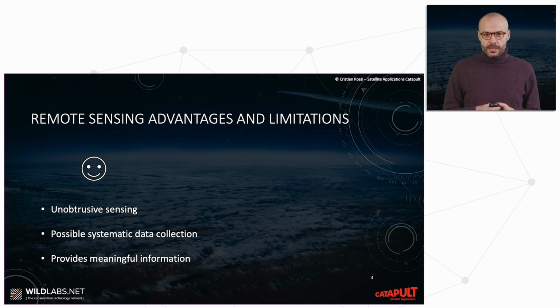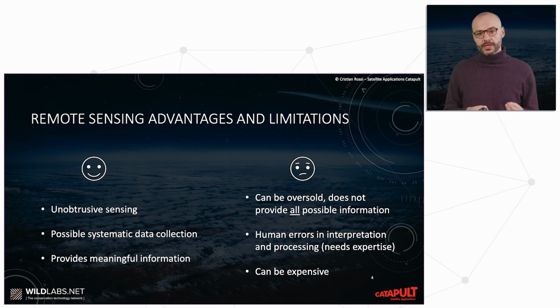Which are the limitations? Remote sensing might be oversold. We are not actually able to provide all possible information about the Earth. We can think, for example, of something that happens very deep below the surface, which is generally not feasible to capture. Another limitation is human error in interpretation and processing. Remote sensing needs quite some skill and expertise when it comes to interpreting and processing our images. We will see this more clearly in the next videos. And finally, remote sensing can be expensive. Although there are sources of data that are publicly available, there are other sources that are not. Again, we will see this better in part 4 of our lecture.